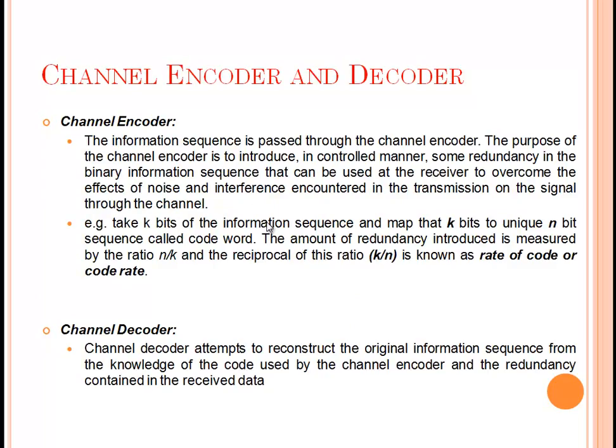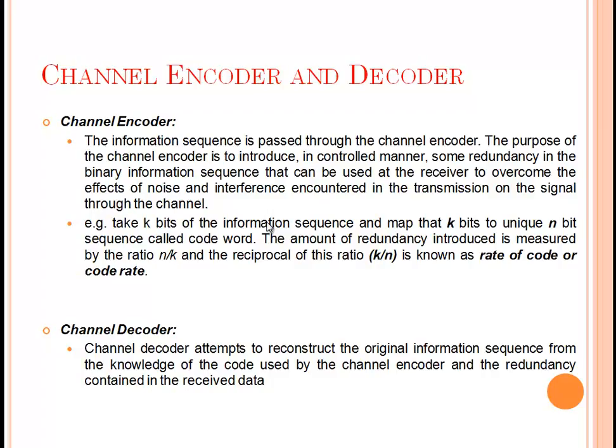Then we have a channel encoder and then we have a channel decoder. Since the information sequence is passed through the channel encoder, the purpose of the channel encoder is to introduce, in a controlled manner, some redundancy in the binary information in order to overcome the effects of noise and interference encountered during transmission through the channel, right?